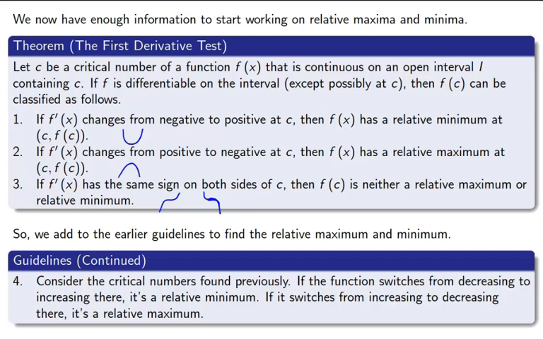If the function switches from decreasing to increasing, it's a min. If it switches from increasing to decreasing, it's a max. Otherwise, we drop it. This is where we finish off what we were doing a minute ago. This number 4 is to the previous list and not this one. Once we've got our critical numbers, we found where it's increasing and decreasing, we simply look. If it switches from decreasing to increasing, there's a min. If it switches from increasing to decreasing, there's a max.